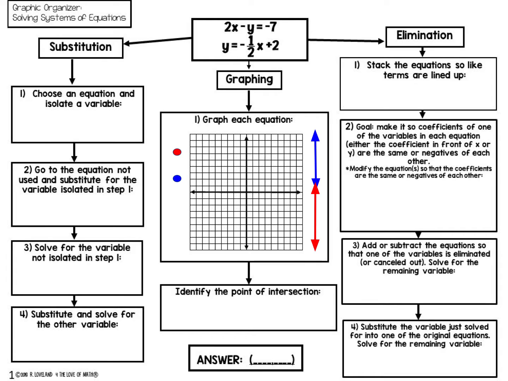Today we're going to review solving systems of equations using substitution, graphing, and elimination, the three ways that we have learned. Let's start by using substitution. When we use substitution, we need to choose an equation and isolate the variable. If I look at my two equations here, I notice the second equation, the y is already isolated. So I'm going to choose this equation.